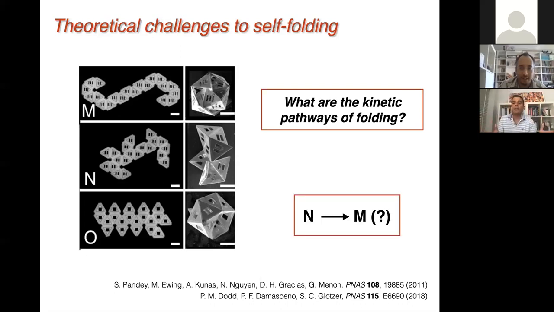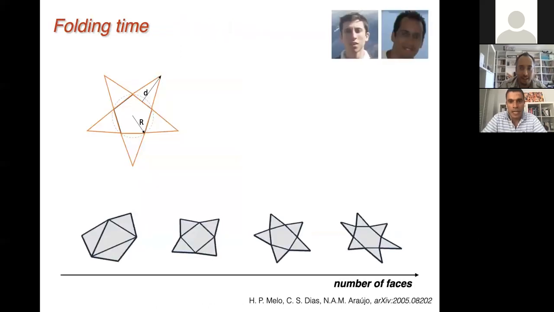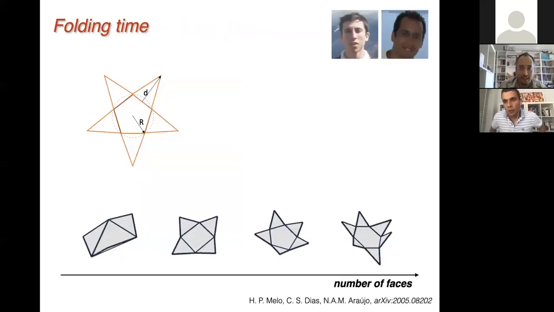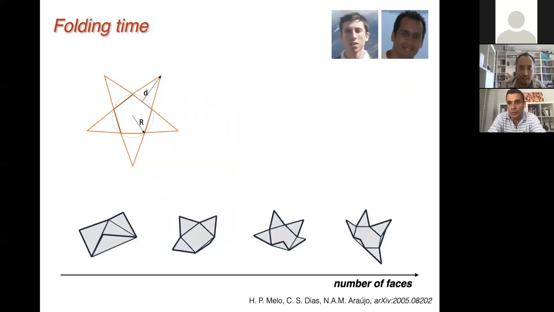And so what we are really looking at is a problem of n to m, where n again is the number of possible templates, but m is the number of possible folded states. And we don't even have a clue of what the open questions are at the basic level related to this. And so what we decided to do, one of the things, and this is what I'm going to discuss today, is to focus on the folding time.